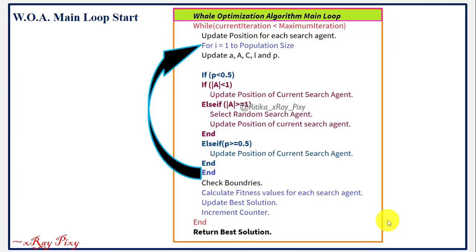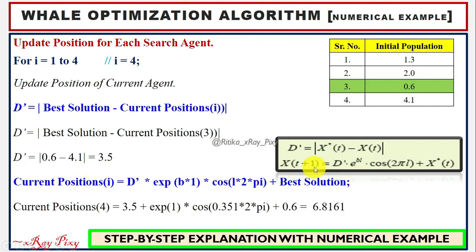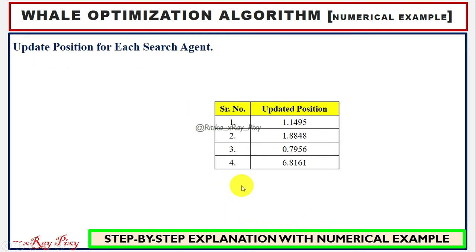Now again we will repeat this loop, and this time value for I is 4, and we will use another random number, suppose this one, and you can see this time condition is false, so we will perform else part, and we will update the position using this mathematical model, put all the values, and we got current position for the fourth agent, that is this one. Now you can see we updated the position for the each search agent.